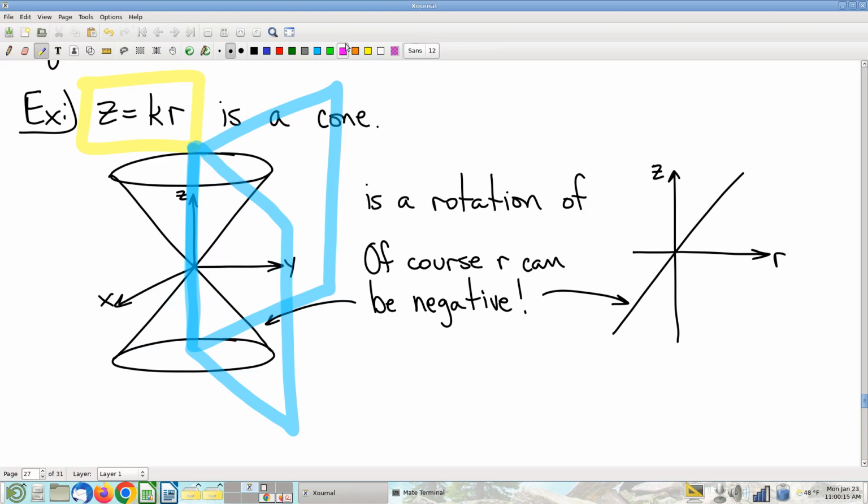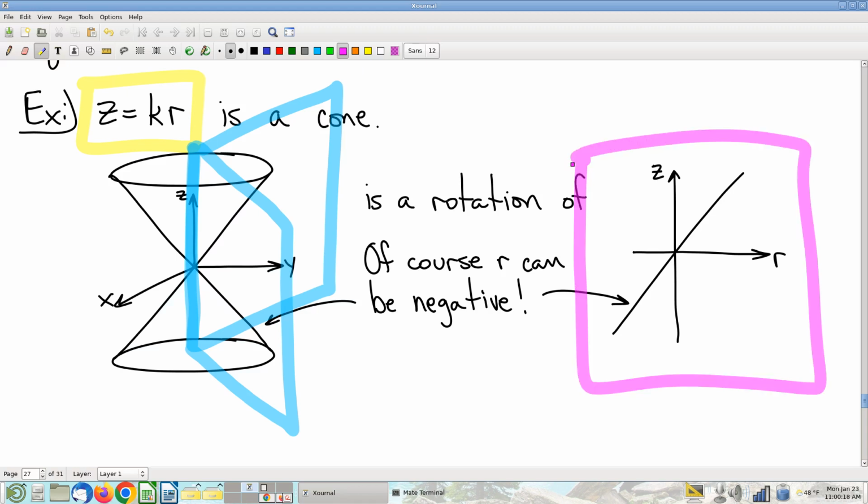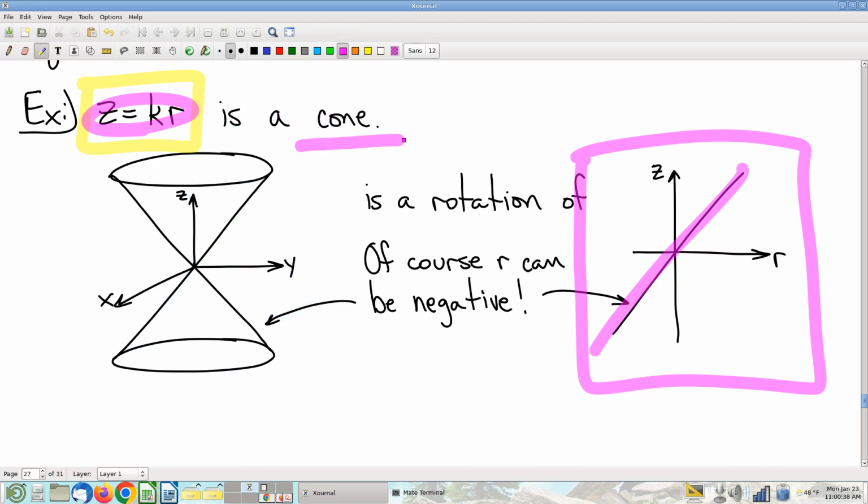Well, looking just in one of those theta planes at a time, I think it's a pretty easy pitch that this is just a line of slope k. Right? And so now imagine what happens when you look at that in all planes. Namely, what happens if you rotate this line around the z-axis? Well, you get this cone here. So you get that rotated around, gives you a cone. All right.